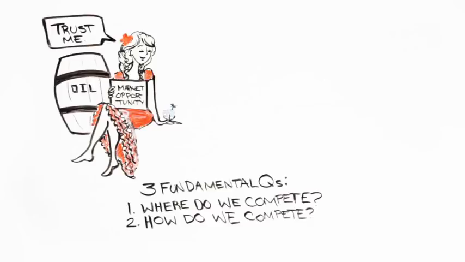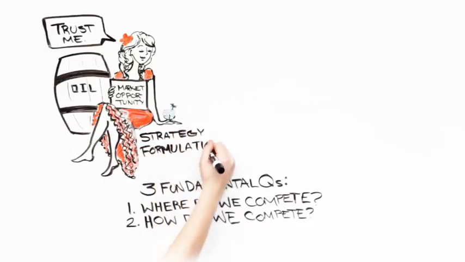But for now, the main point is that the answers to these first two questions, where to compete and how to compete, together constitute what we call strategy formulation. Once you know where you're competing and how you're competing, you have formulated a strategy. Strategy formulation is not all there is to strategy. There's also strategy implementation, which is critical because even if you had the best formulated strategy in the world, it still would be utterly useless to you if your company couldn't implement it effectively.